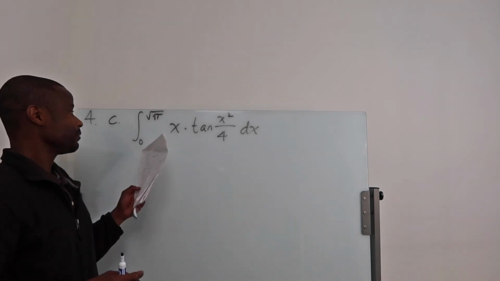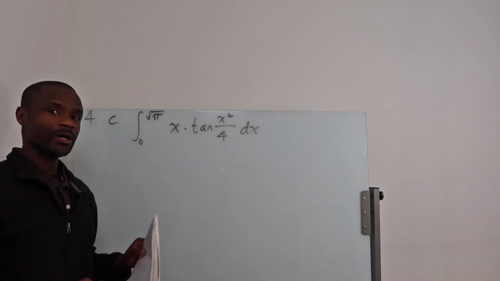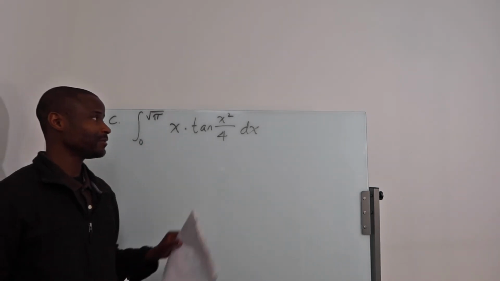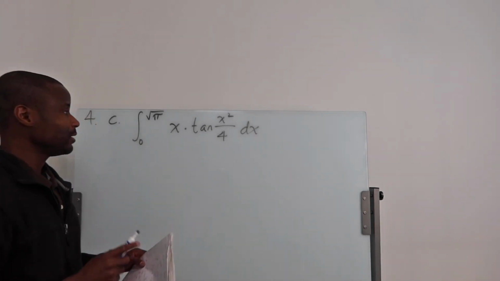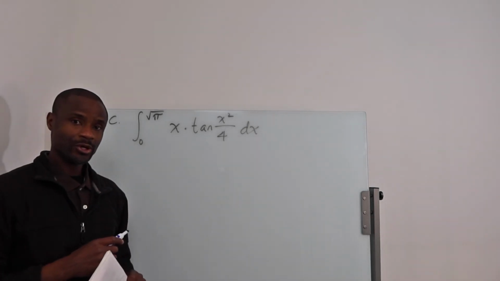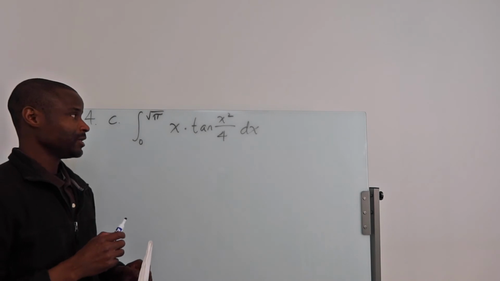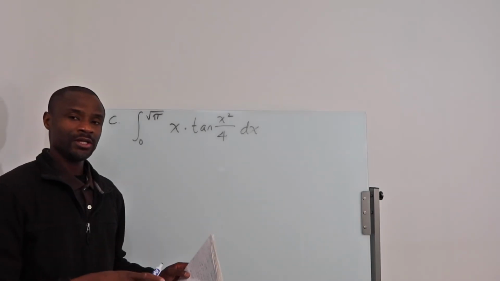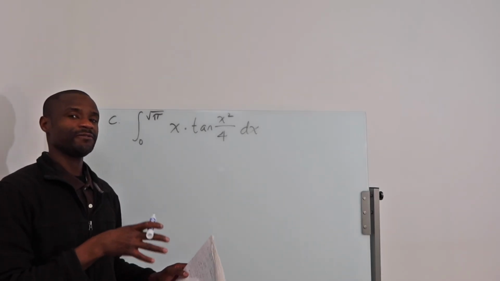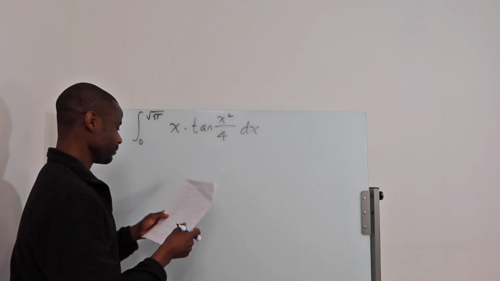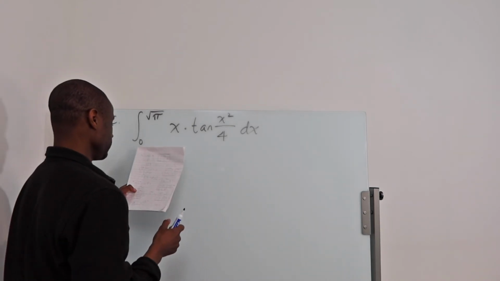Part C, the integral from 0 to square root of pi of x times the tangent of x squared over 4 dx. This is also going to be a u-substitution problem. And why is that? Again, it's because whenever we differentiate one of the terms, our derivative is contained in the integrand. Let's see what we mean.